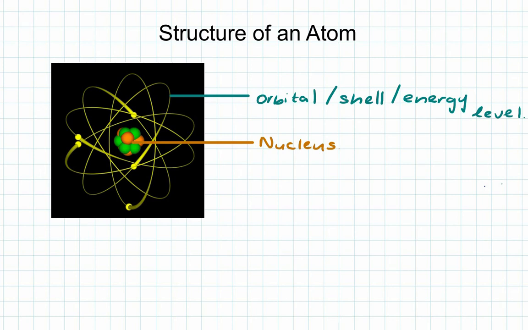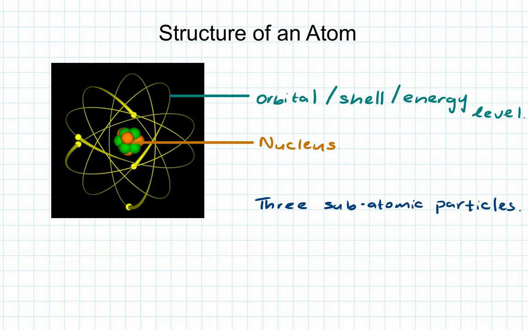Now you all must be wondering what these particles are. This green color and this orange color dots, and what are these tiny yellow colored dots? If you look into the internal structure of an atom, it consists of three subatomic particles. So let's look at what these three different subatomic particles are.